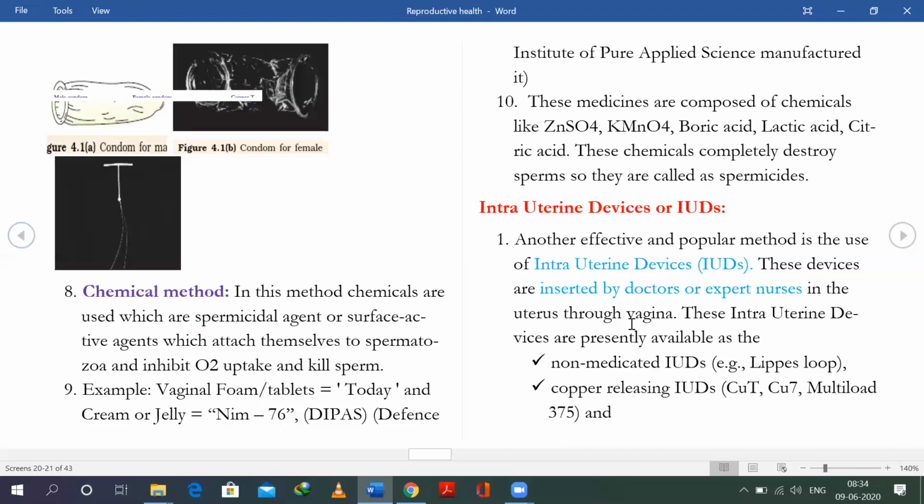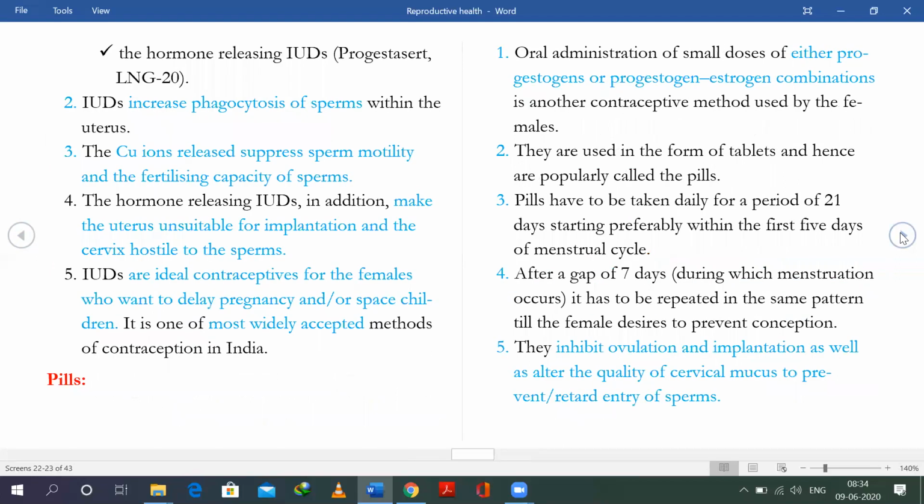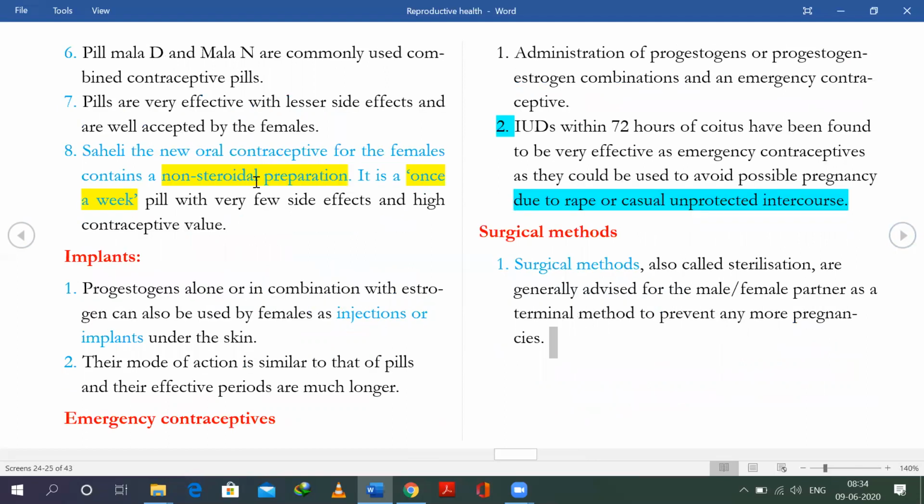And then we went to the discussion of intrauterine devices. Three kinds of intrauterine devices we have understood, right? In the form of non-medicated IUDs, copper releasing IUDs, and hormonal IUDs. As I have explained to you the importance of the names of each of these IUDs, and their function also we have understood. And then the pills, right? The pills in the form of 21-day pills as well as Saheli. And how to use these 21-day pills also we have explained, right? Leaving a gap of 7 days. And Saheli, which is a non-steroidal once a week pill, also we have understood.